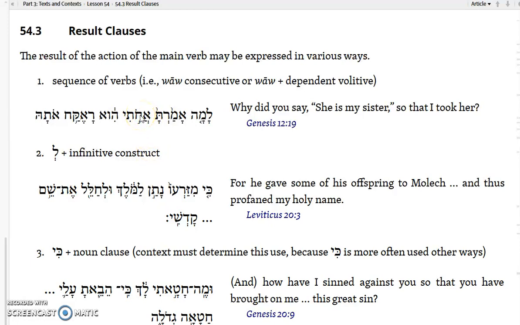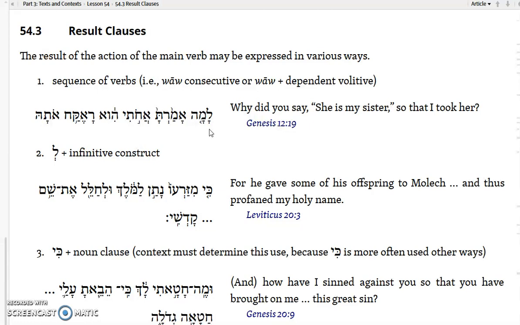54.3 Result clauses. The result of an action of a main verb may be expressed in various ways. It could be with a sequence of verbs, that is a vav consecutive or a vav plus a dependent volitive.